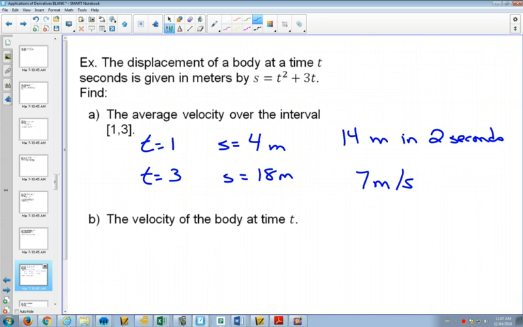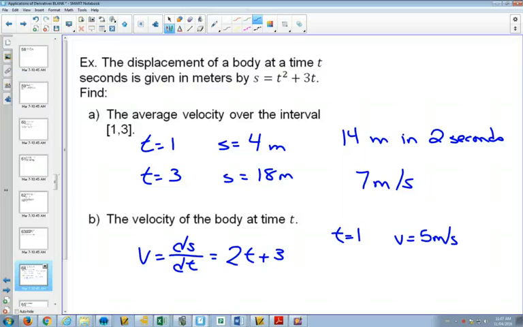If I want to find the equation of the velocity, that's going to be my derivative. My velocity is going to equal the derivative with respect to time of my displacement function, which will be 2t plus 3. What does that mean? It means when time is equal to 1, if I plug that in, my velocity at that time was 5 meters per second. And when time is equal to 3, my velocity is 9 meters per second. I'm traveling much faster at 3 seconds than I am at 1 second.